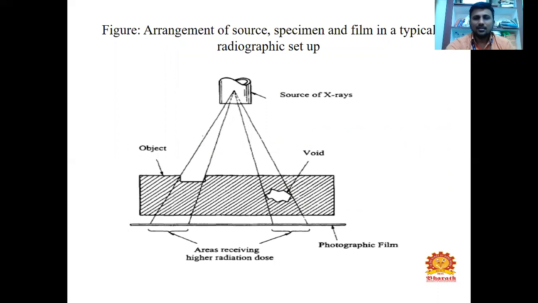This is the figure of the arrangement of source and specimen in a typical radiographic setup. Here, the source of X-rays passes through the object, and where there is a void, the photographic film receives a higher radiation dose, so we can find the void.